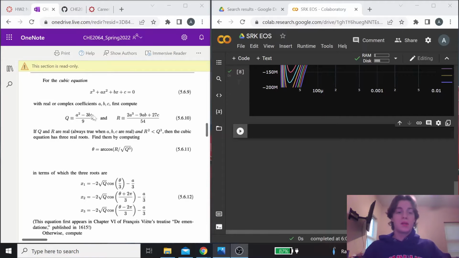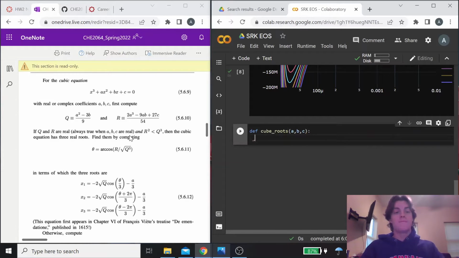So here on the left side of the screen, I have the steps for Cardano's formula, and we are going to read through this as we code this formula as a function in our Python code. So I'm going to create the function. I'll just call it cube roots, and we need to pass it the coefficients a, b, and c.